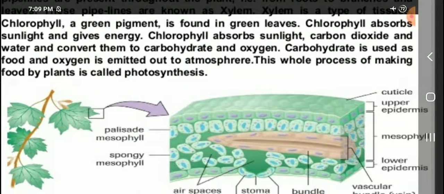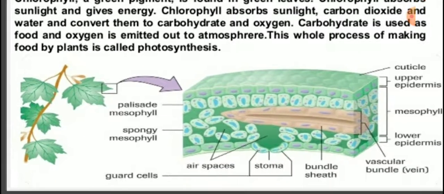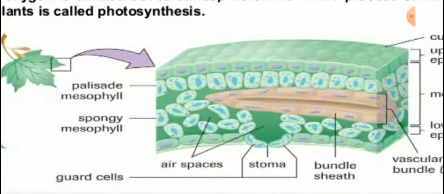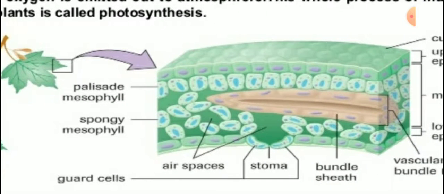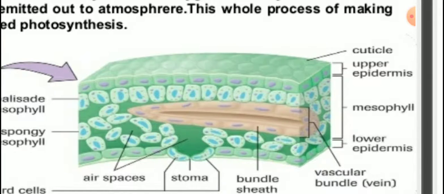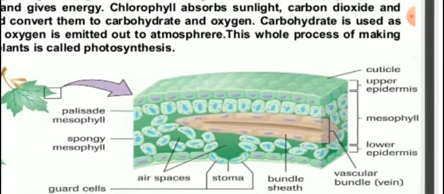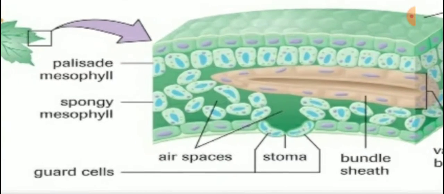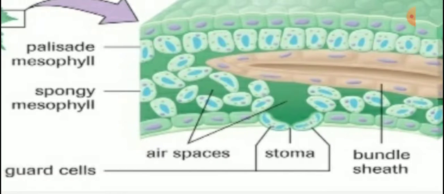Students, listen. Palisade mesophyll, spongy mesophyll, air pores, bundle sheath, vascular bundle. This one is a cuticle. The upper epidermis, lower epidermis, mesophyll. This one is a guard cell. Guard cells are also here in your book. Okay, guard cells. This one is a stomata.